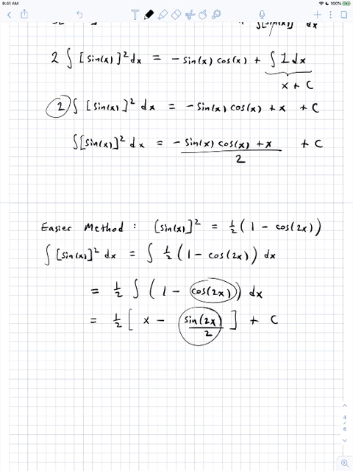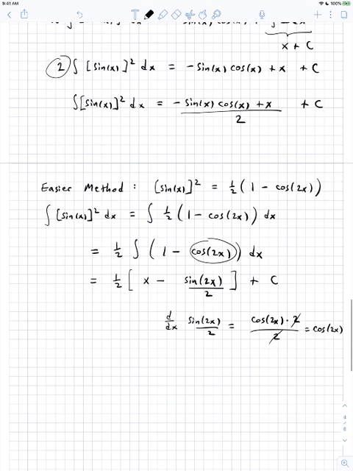Now this term right here, if I differentiate that, the derivative of sine is going to give me the cosine, but I have to multiply by the derivative of that 2. That's why there's a 2 down here as well, to compensate for that 2 that you get using the chain rule. The derivative with respect to x of sine 2x over 2 is going to be cosine of 2x times 2, and then you have that 2 in the denominator. So those are going to cancel and just give you your cosine of 2x.